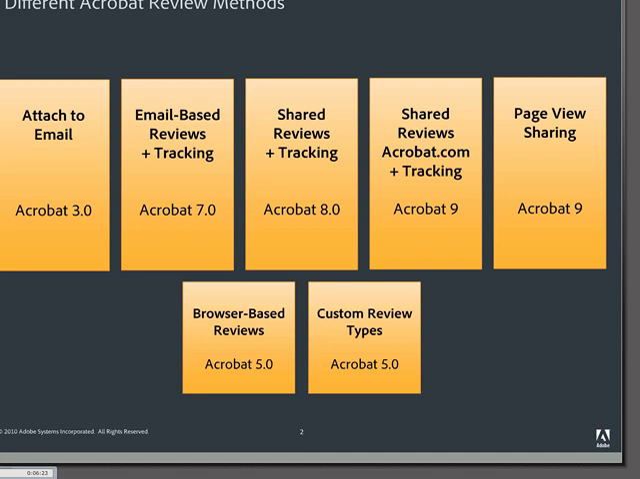The other thing that Acrobat 9 introduced was something called page view sharing. I'm going to talk about that later on in case you've never come across it before. Now there are other types of reviews that were introduced with Acrobat, specifically version 5. As you can see the progress here, I've put them down below because these are actually being deprecated, if not already. These are browser-based reviews and custom review types that developers would build. I put those small just so you know that they're available, but they're no longer available in the current versions of Acrobat Reader.